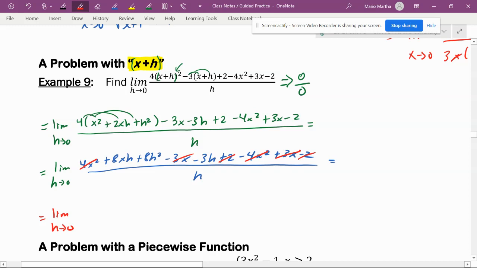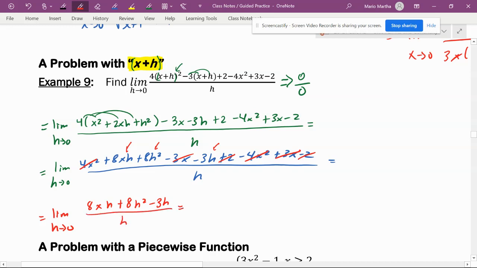And the only thing we have left, if you notice nicely, is something with an h. If you have something left with an x, that means you have to retrace your steps and make sure that you just have something with an h left over. All of these have to have an h. So 8xh plus 8h squared minus 3h, and that's pretty much it, divided by h.